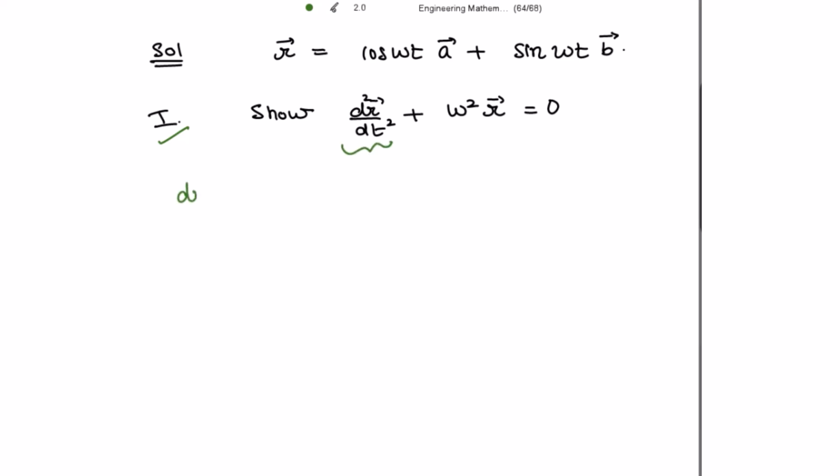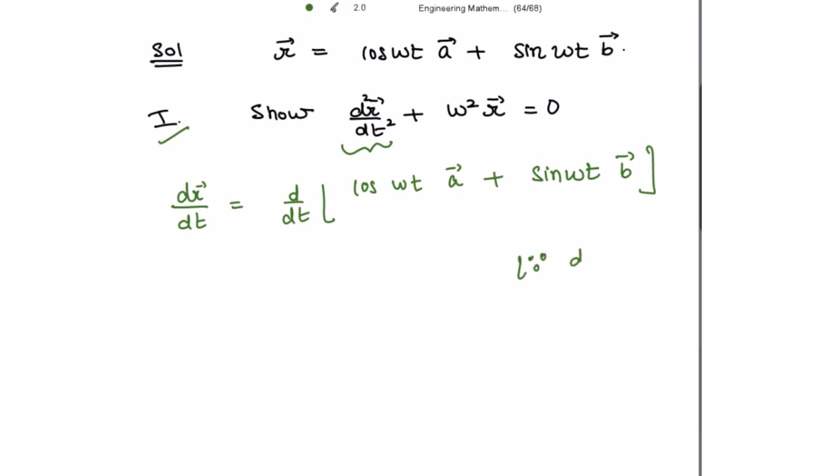Let's find out first the single derivative, the first derivative of r vector, that is d by dt of r vector. We have to differentiate r vector with respect to t, and we know that a vector and b vector are constant vectors, so their derivative with respect to t is 0. Obviously, these are the constant vectors, it is given to us.